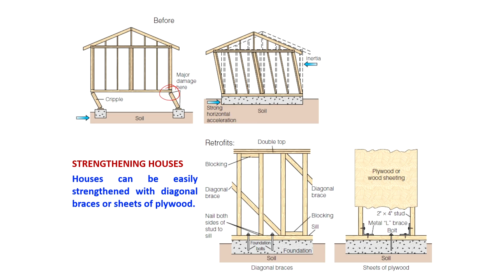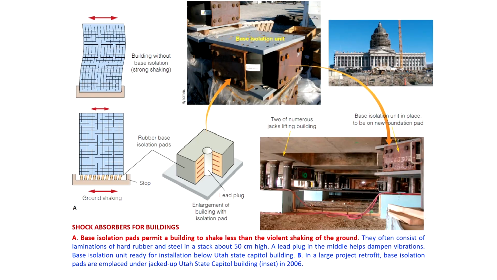So, if you have this type of situation, one can retrofit it and add the diagonal brace bars, or one can put in piles which do not allow these members, the columns here, to move. So, this is another example of that.